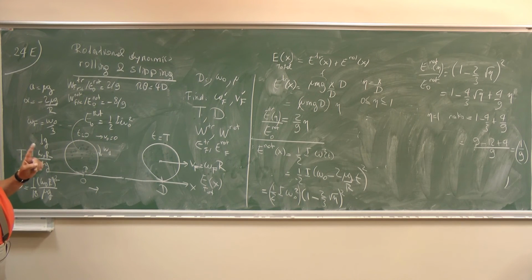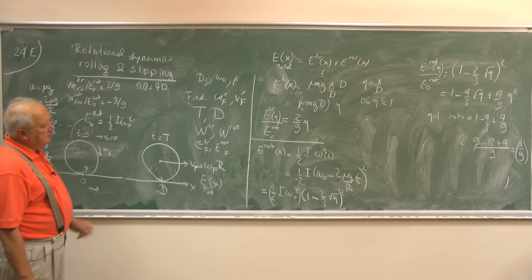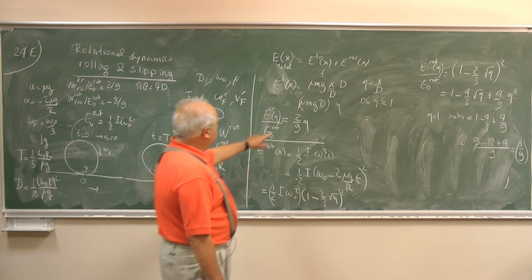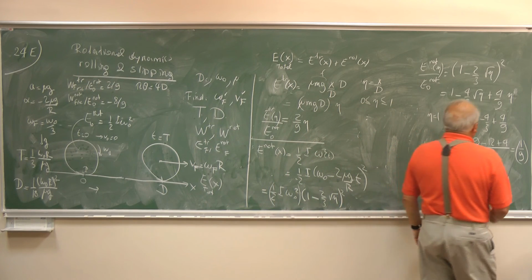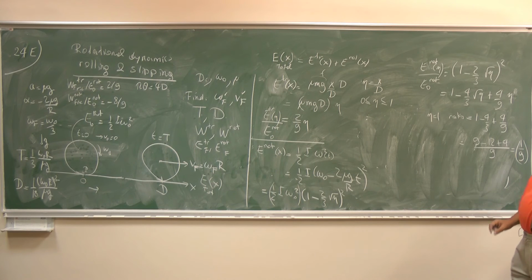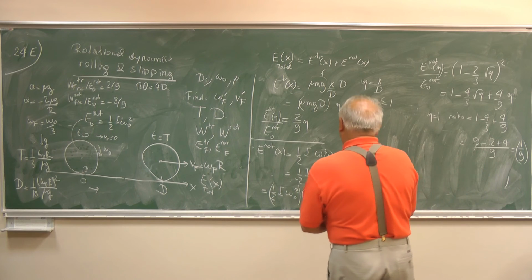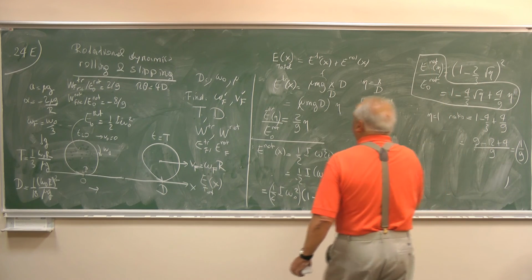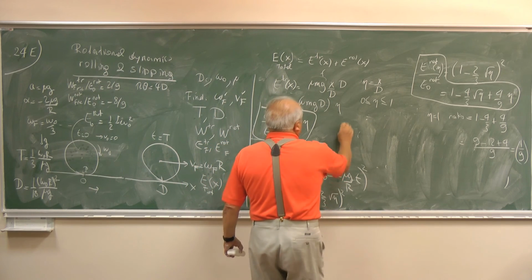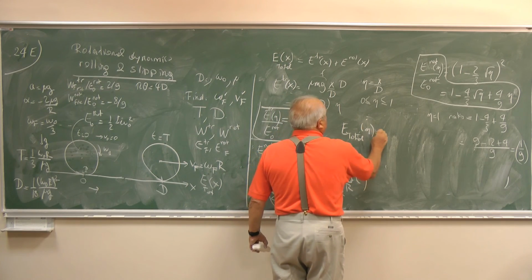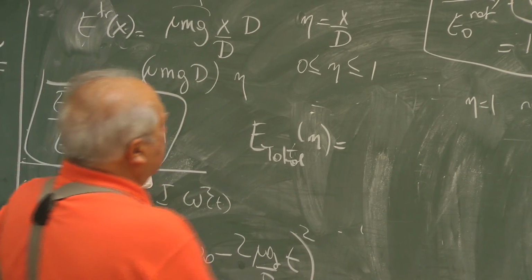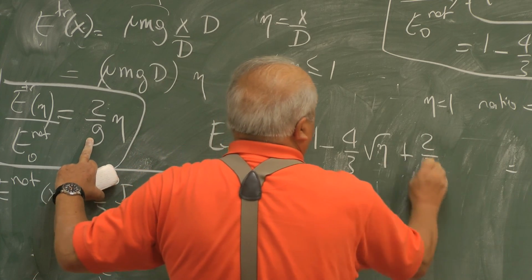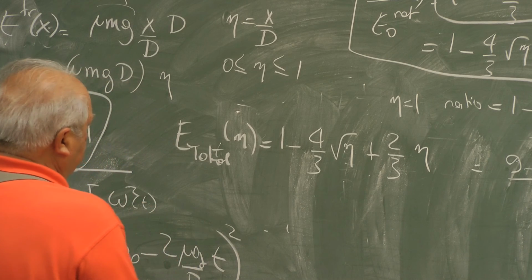So it starts as 1. 8 over 9 of it is wasted by the friction, and 1 over 9 remains in the rotational energy. So the translational part goes to 2 over 9, and the rotational part goes to 1 over 9. So at the end, the total energy is 1/3. But let's see how it approaches. Let's add them. E total at eta is 1 minus 4 over 3 root eta plus 6 over 9, which is 2/3 eta. That's the total energy.